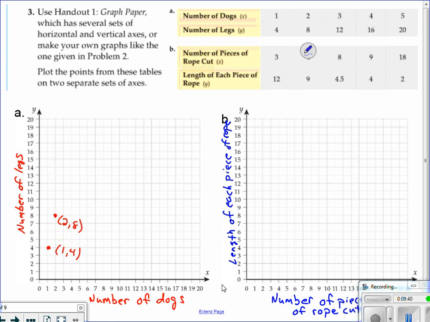It's number of pieces of rope cut is our x variable, and then the length of each piece of rope, that's our y. So for the first one, 3, 12. So I'm going over to 3 and up to 12. And I'll make my point right there, and I'll go ahead and label that 3, 12. Okay, the next one there was 4, 9. So I'm going to go over to 4 and then up to 9.